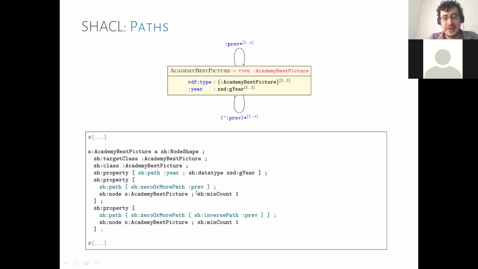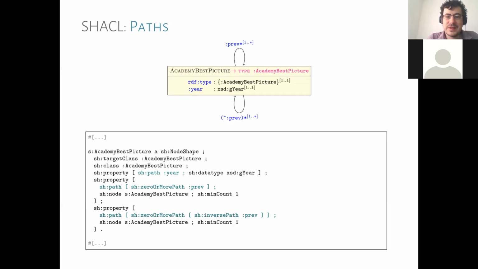And we see here how to serialize that in SHACL. So we use the 0 or more path primitive here, and 0 or more path of an inverse path of previous. So it might be a bit confusing to say each Academy Best Picture must have a previous Academy Best Picture. And you might ask, well, what about the first one? That doesn't have a previous one.